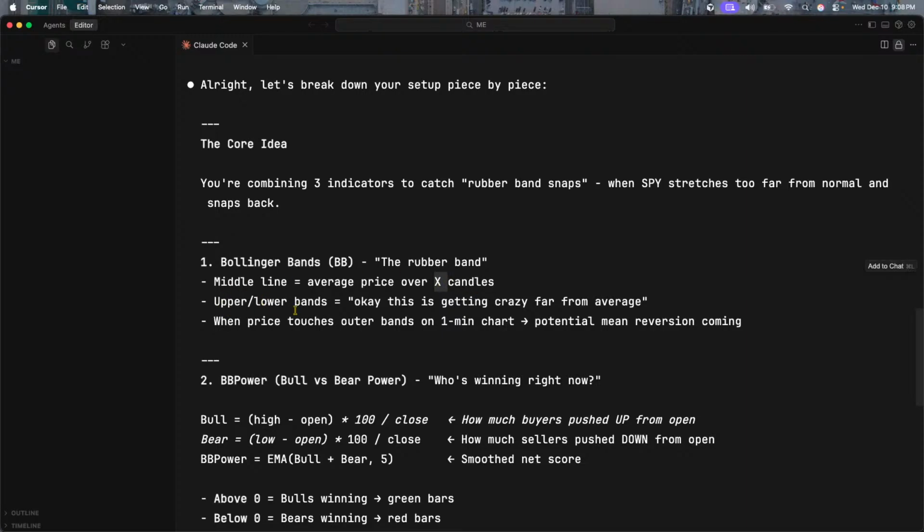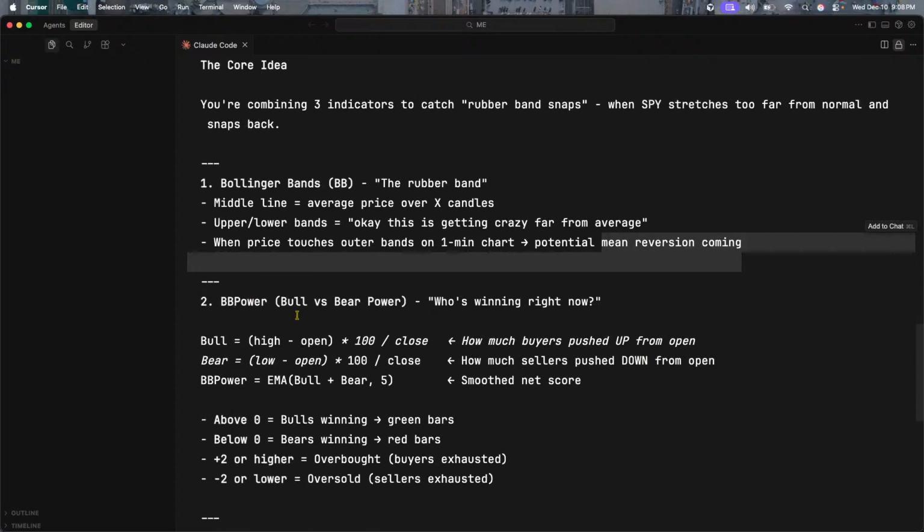The upper band and the lower band, this is getting crazy from the average, right? And we talked about how this works. The upper band is going to be the resistance line. The lower band is going to be the support line. When the price touches the outer band on a 1 minute chart, potential mean reversion is coming.